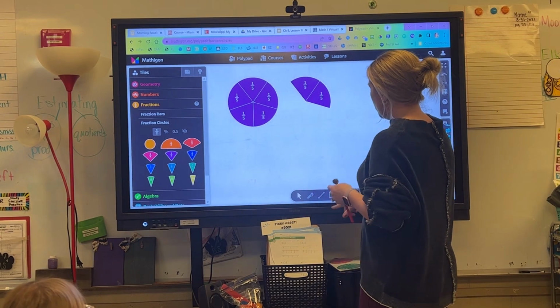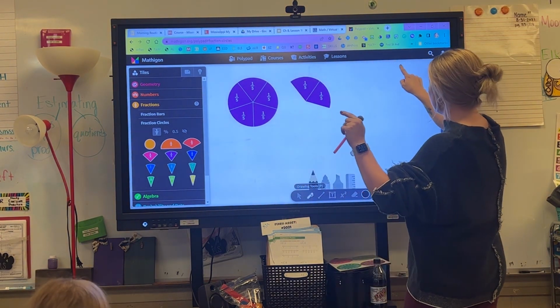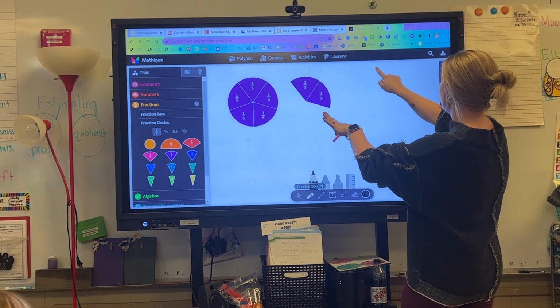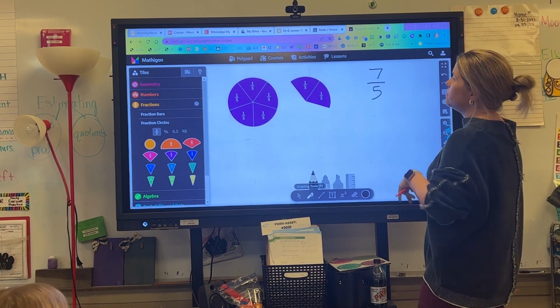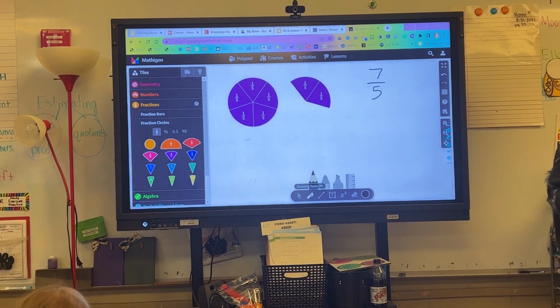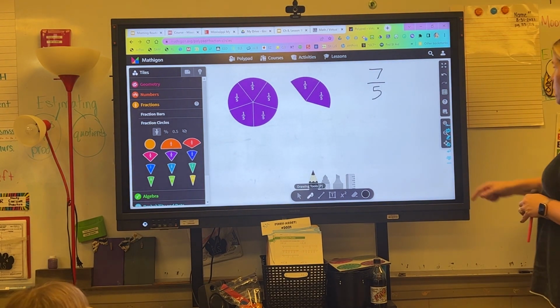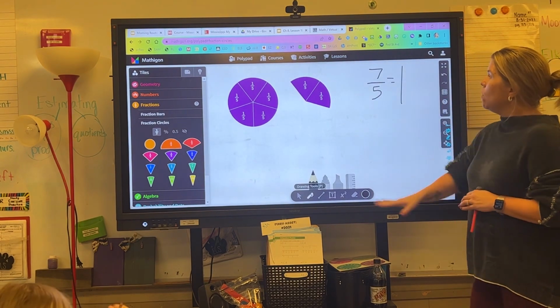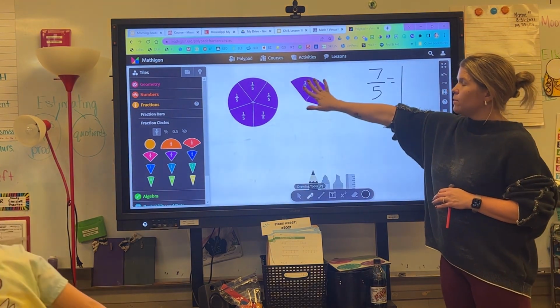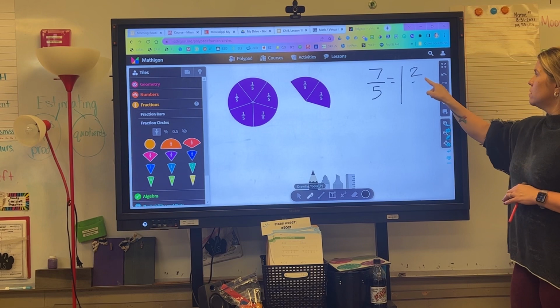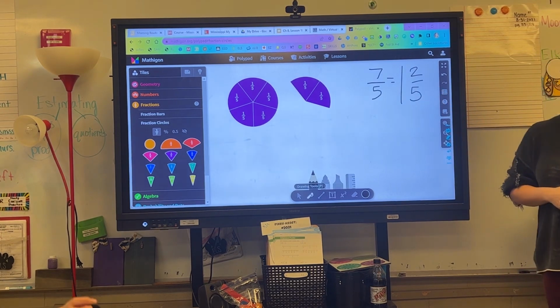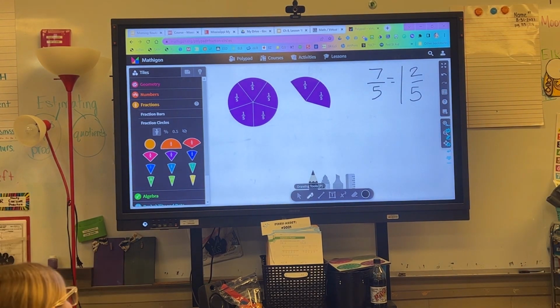So, now, we've already said that my improper fraction for this was what? 7/5. Now let's look at it as wholes and parts. Let's look at it as a mixed number. How many wholes do I have? 1. 1 and what's my fraction? 2/5.